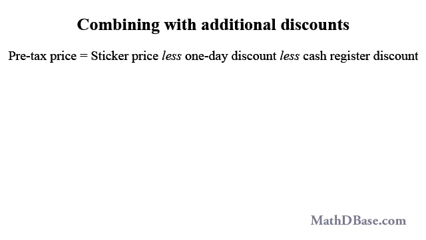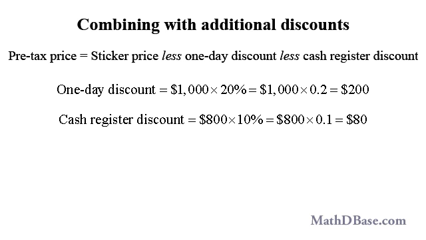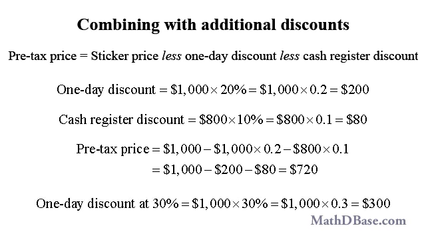The discounted sticker price, after applying the 20% one-day discount, is $800. After the cash register discount, the pre-tax price of the washer-dryer set is $800 times 90%, or $720, calculated directly. If there had been an initial 30% off discount, 20% plus 10%, the pre-tax price would be $1,000 times 70%, or $700, calculated directly.